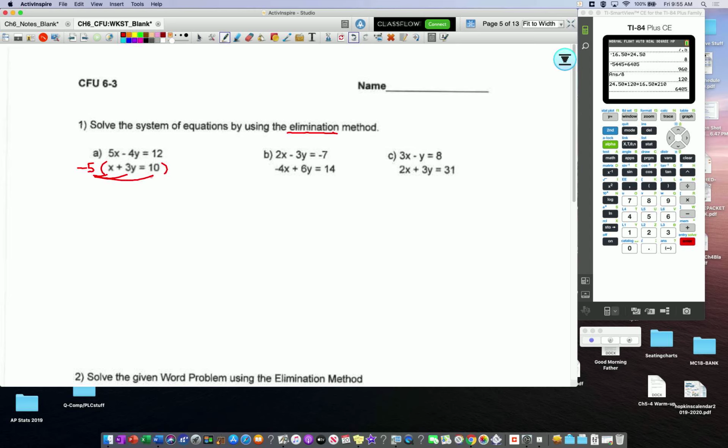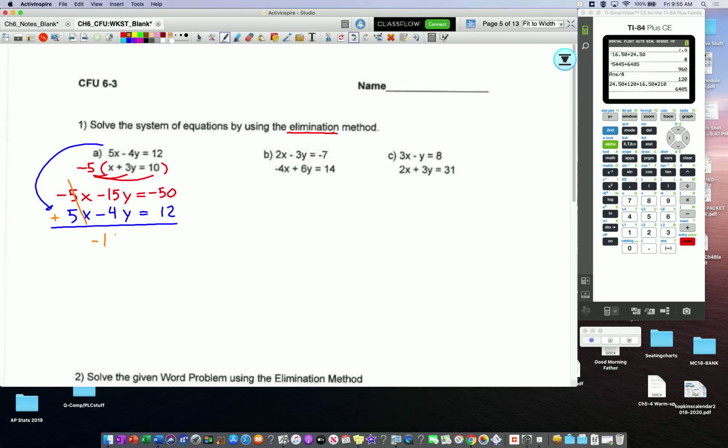So I'm going to distribute that. So -5x, -5 times 3y is -15y, -5 times 10 is -50. Now, I'm going to take the first equation, just write it right underneath it. So now, I can add the two equations together. So, adding them together, notice how the x's cross out. That was the whole purpose.